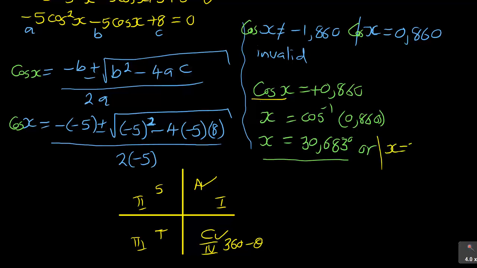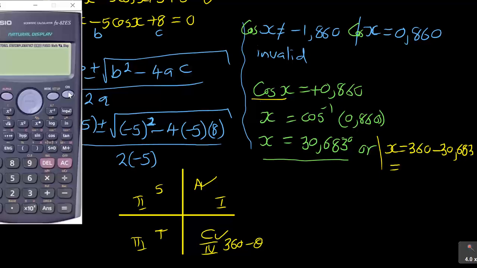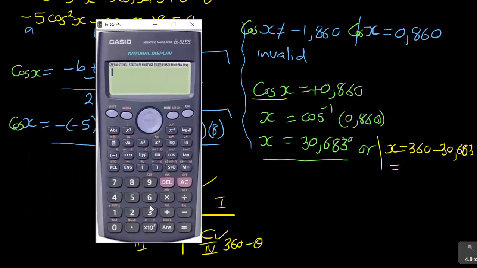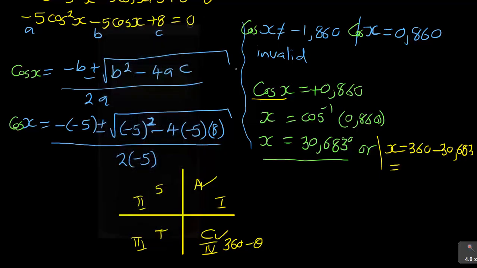So your other answer will be x is equal to 360 minus the first one, which is 30,683. In this case it will be 360 minus 30,683. Then you get the other answer, which is 329.317.